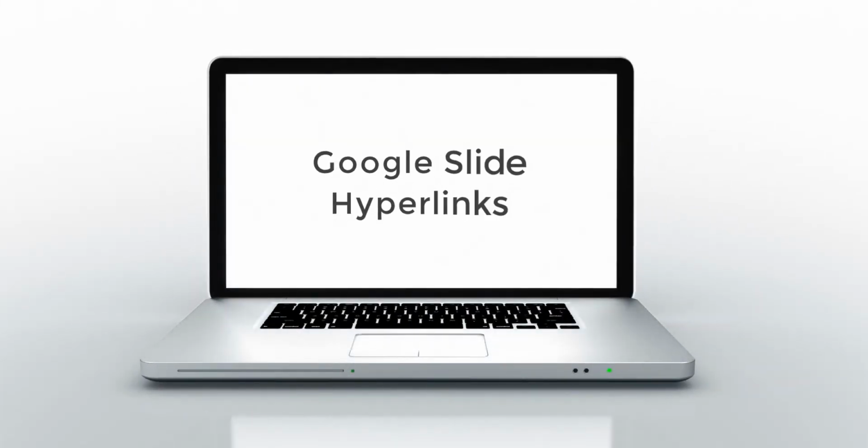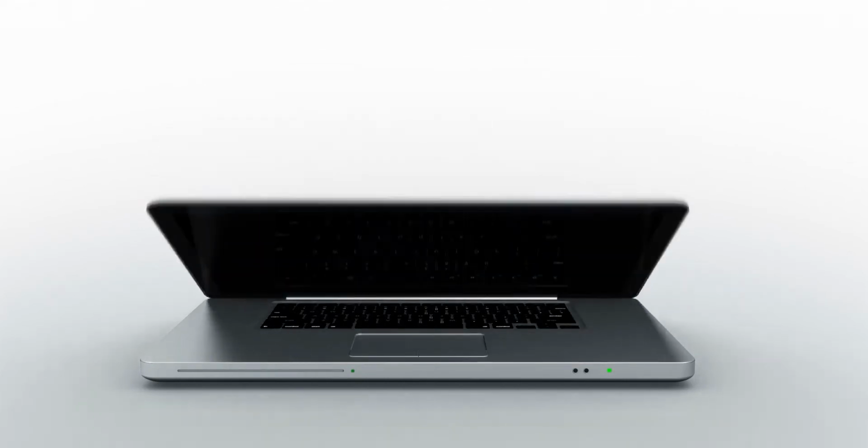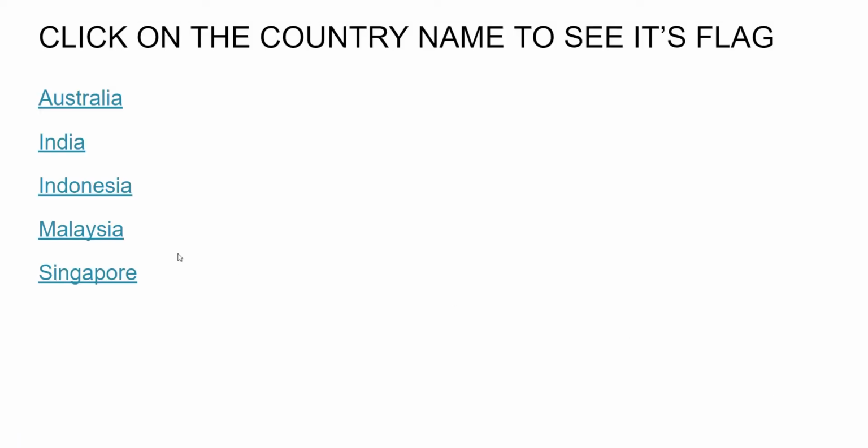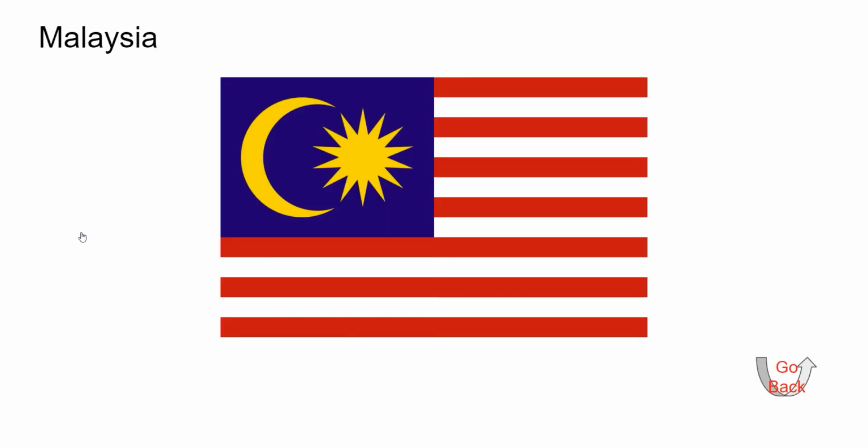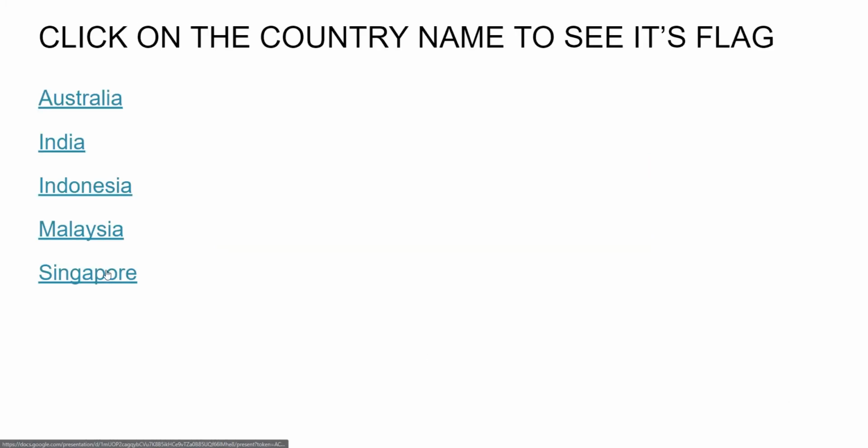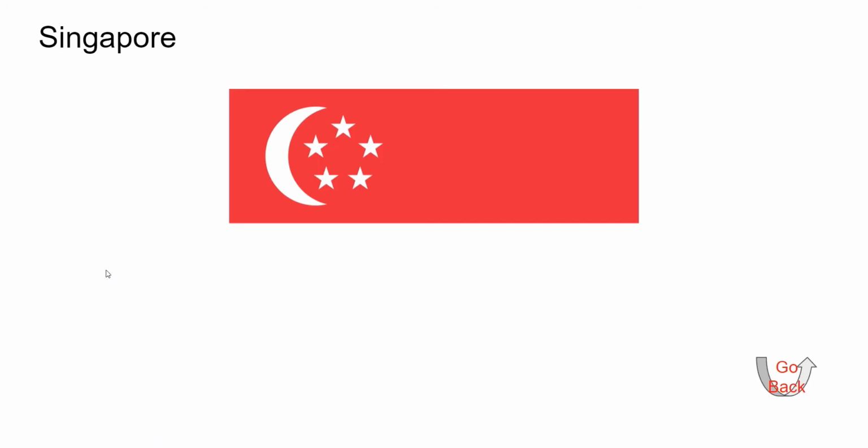Hi everyone. In this tutorial we will learn to use hyperlinks in Google Slide. We will make a Google Slide presentation, in which you can see the picture of the flag of the country, by clicking on the country name. You can also go back to the countries list by clicking on the Go Back button.